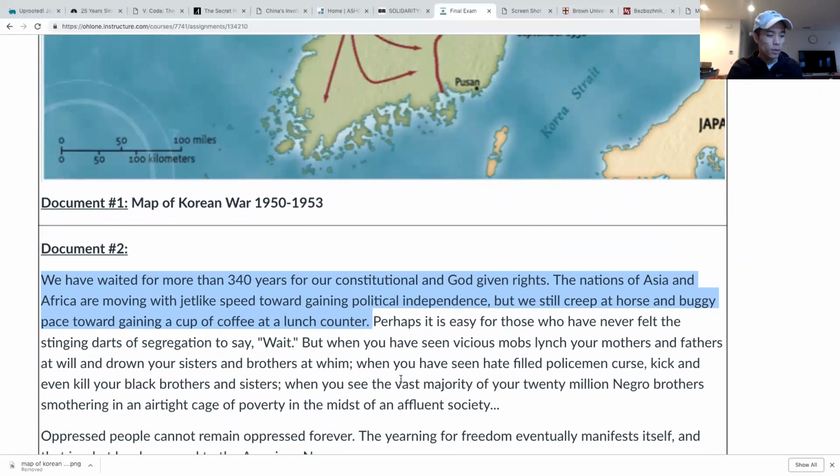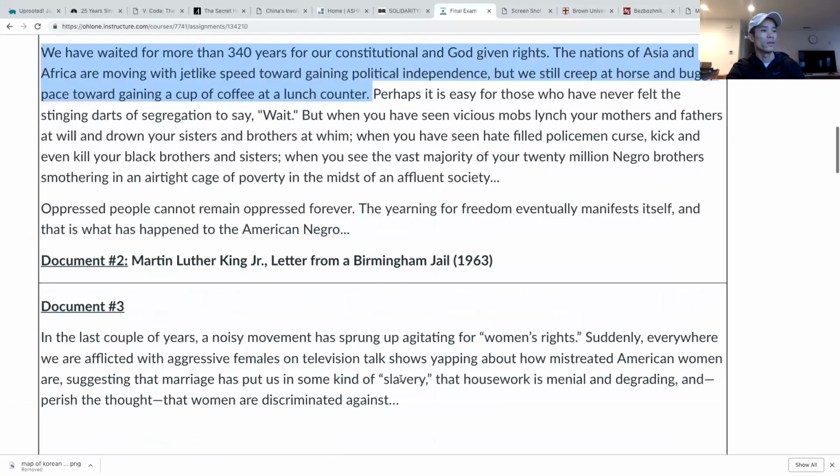I really love this document because, again, he is comparing what's happening in places in Asia and in Africa, how those people in the third world, right, are treated better than African Americans back in America, which was the most powerful and richest country on earth. So that hypocrisy, that disparity between the third world and America was not lost upon Martin Luther King, okay? And let's see here.